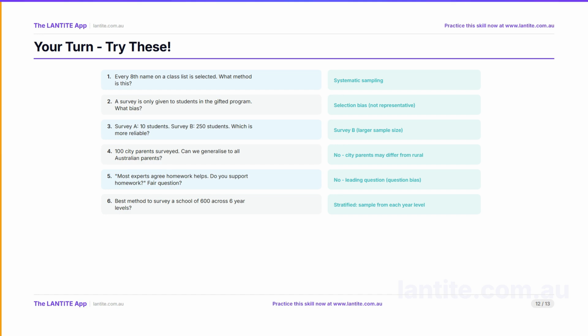Pause the video and try these 6 problems. Problem 1 asks you to identify a sampling method. Problem 2 tests whether you can spot selection bias. Problem 3 is about sample size. Problem 4 asks you to evaluate whether a conclusion is valid. Problem 5 tests your understanding of question bias. Problem 6 asks you to choose the best sampling method for a scenario. Check your answers when you are ready.